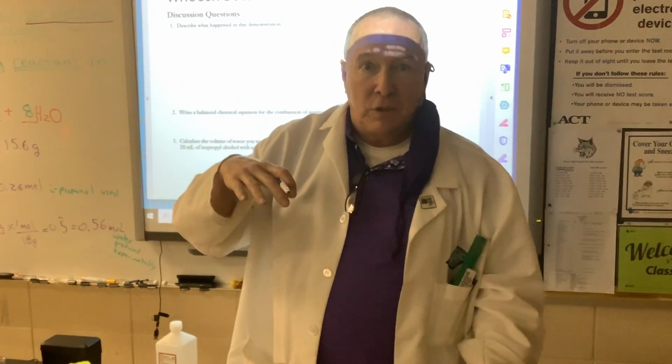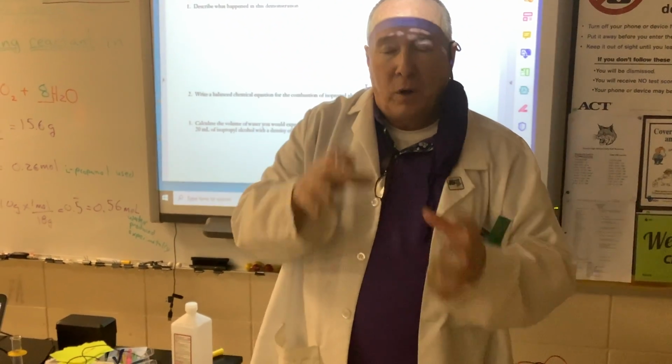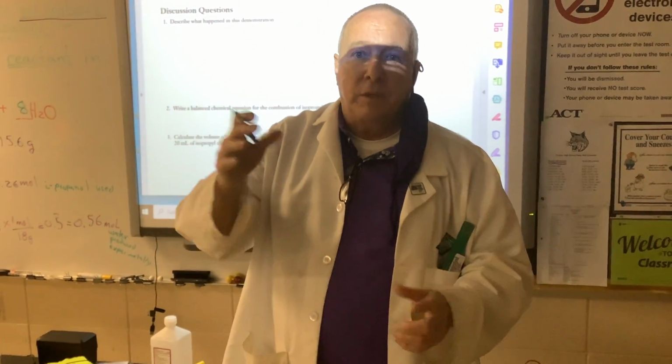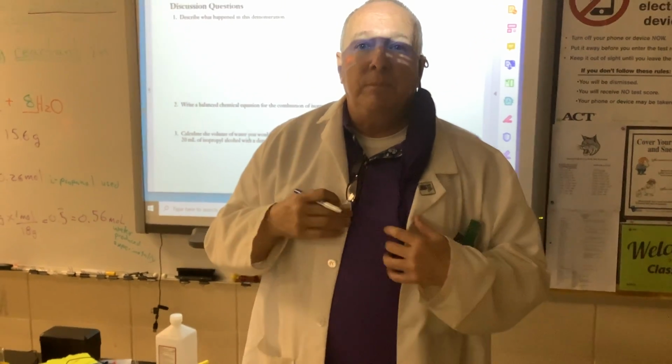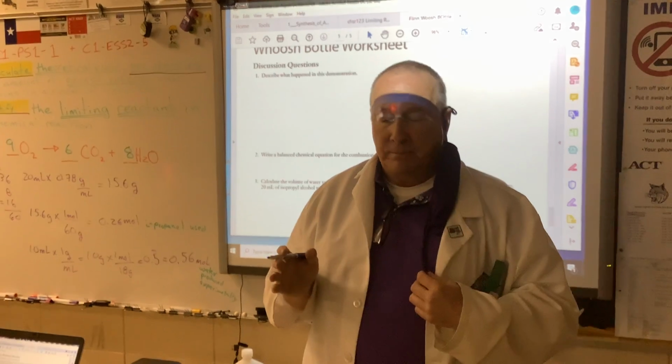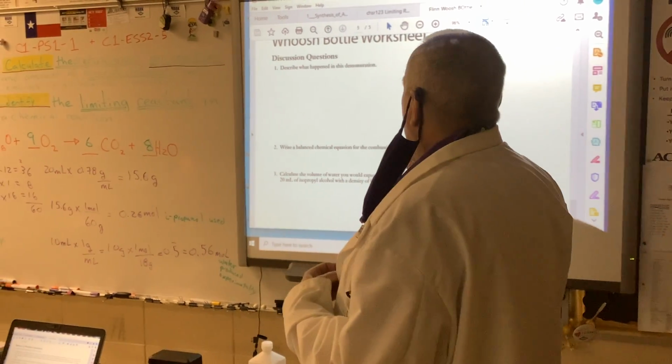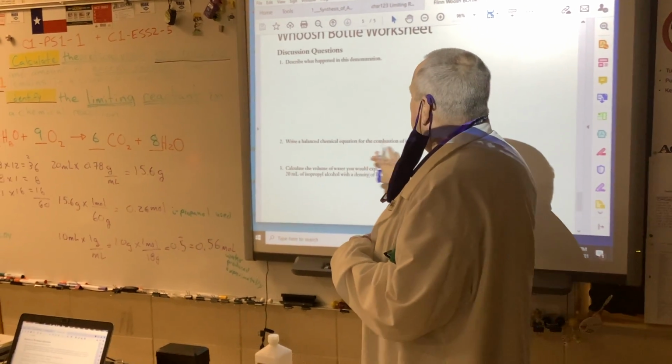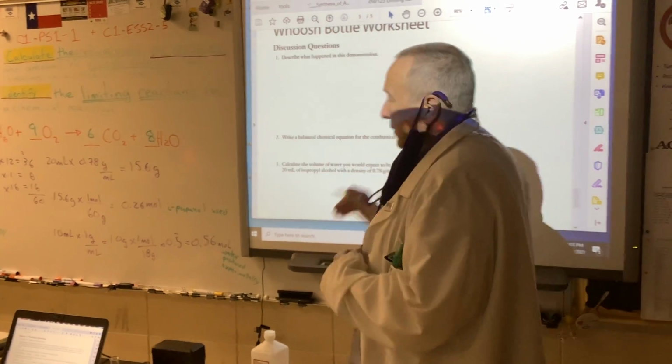Then we tilted the bottle upside down. Well, we let the water pool at the bottom, and then we tilted it upside down and measured the water produced in the reaction. The second question says, write a balanced chemical equation for the combustion of isopropyl alcohol.